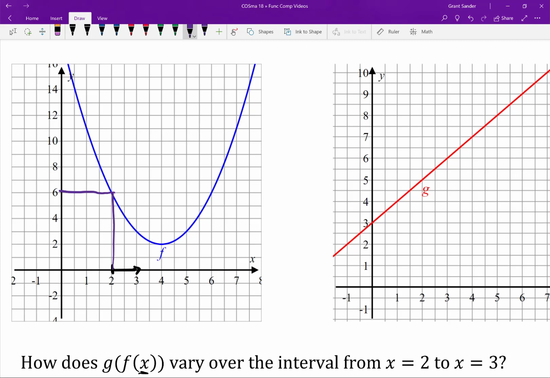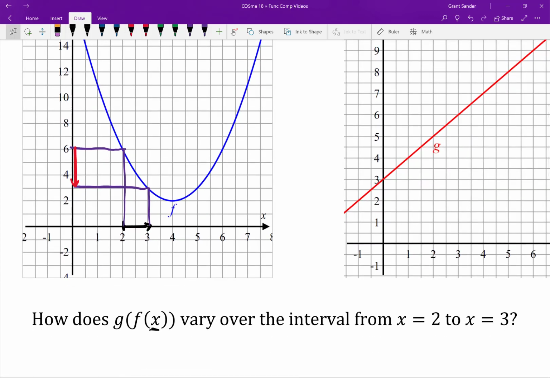And then as x increases to 3, we notice that f, the output of f, decreases to 3. So as x varies from 2 to 3, the output of f varies from 6 to 3. So we can draw that change in f of x up here on the vertical axis. So x varies from 2 to 3, the output of f varies from 6 to 3.